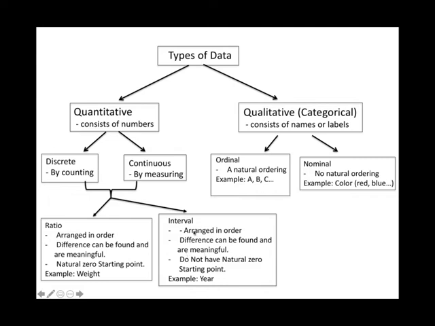So you could see the requirement for number 1 and number 2 is exactly the same as the ratio. The only difference is going to be number 3 here: do not have the natural zero starting point. Let me explain the ratio and interval.